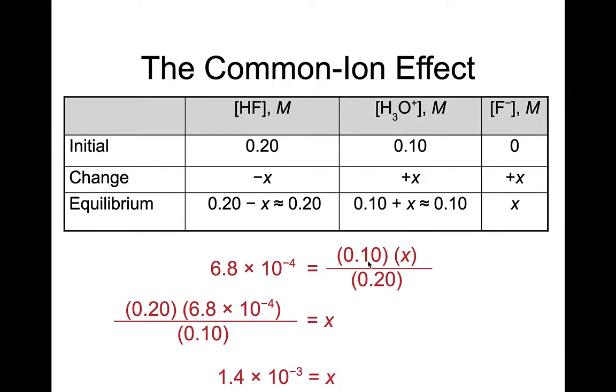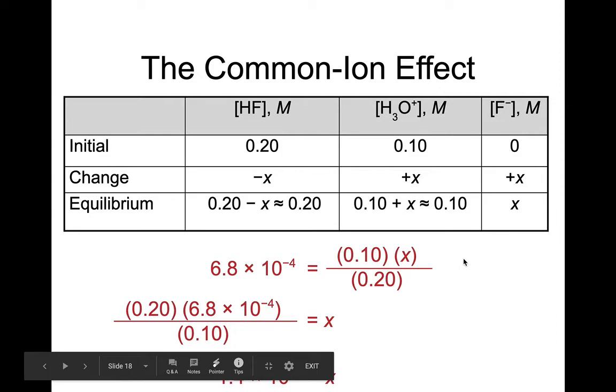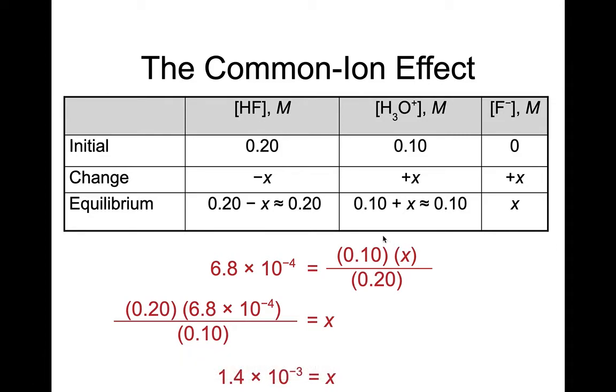And now we're perfectly capable of solving this for x. We'll multiply both sides by 0.2, divide both sides by 0.1, and we've got a value for x. And notice this x is small compared to these initial values, and so our assumption is valid. We can keep that number.